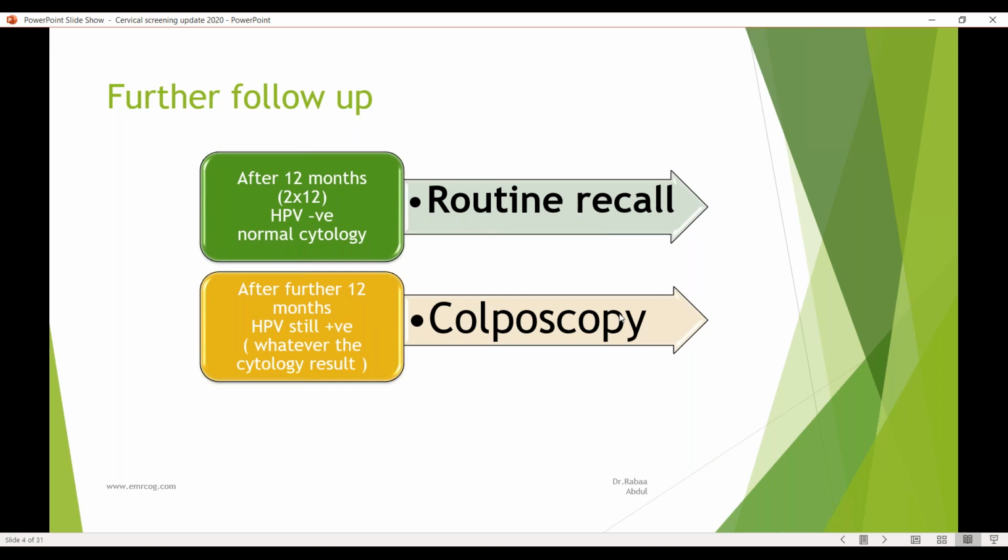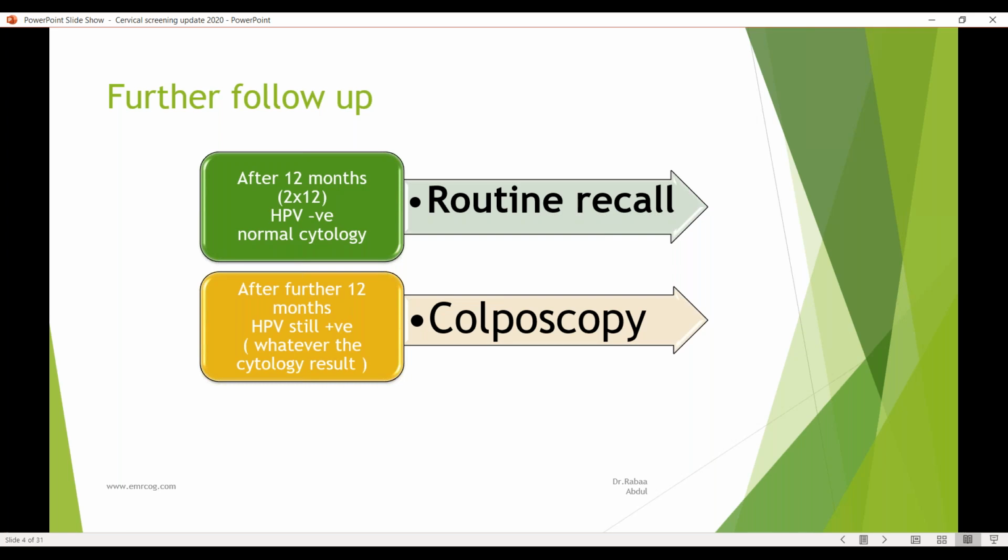And my advice here that will be ringing in your ear in the exam that the patient had her second chance and HPV came positive. So whatever the cytology is, please refer her to colposcopy. So Dr. Rabah, you mean that HPV positive and cytology normal, I will still refer her to colposcopy? Yes. Why yes? Because she had a persistent HPV positive for 2 years.